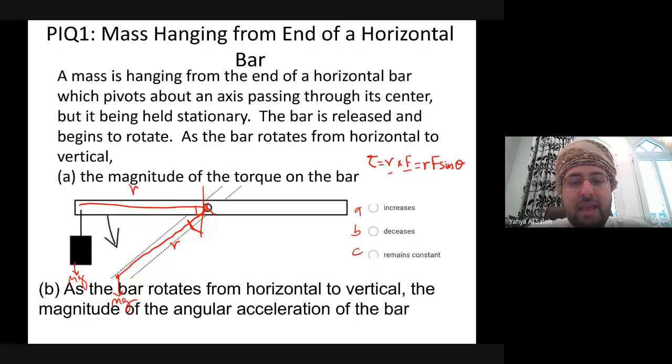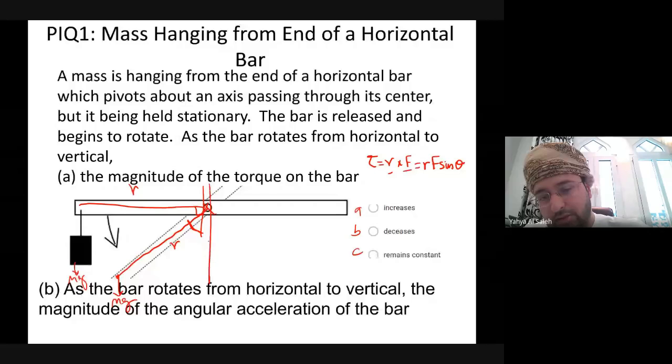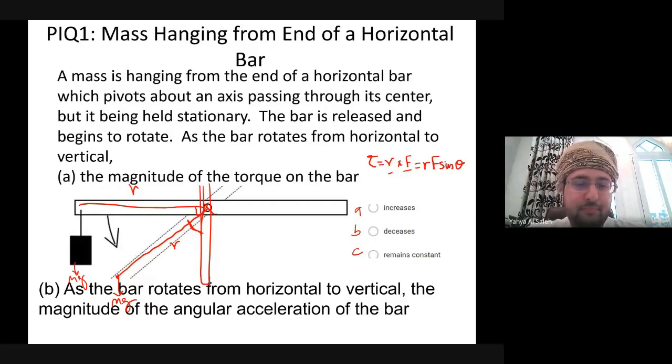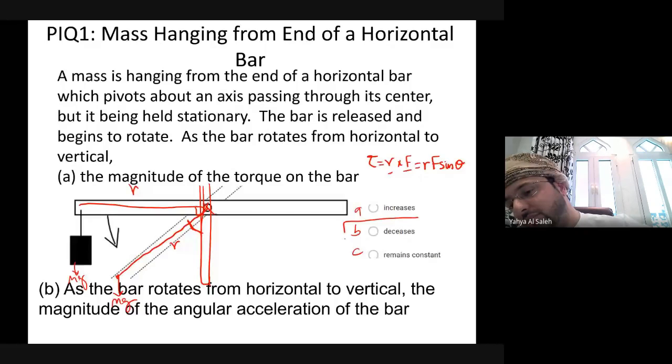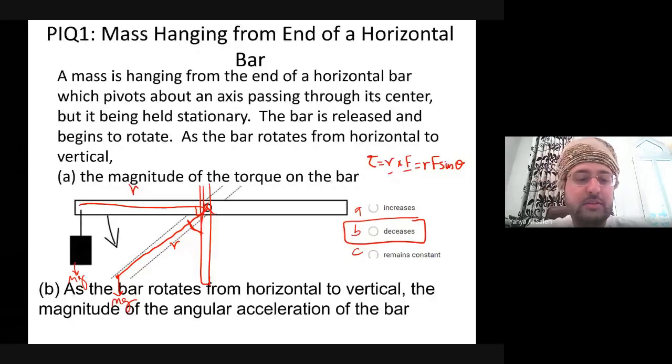So given that my angle decreases, I start with sine 90. Sine 90 is 1, and my angle decreases, so sine theta is also going to decrease, up until this becomes just like this. When it becomes like this, your angle is 0, and your torque also becomes 0. So the correct answer is decreases.